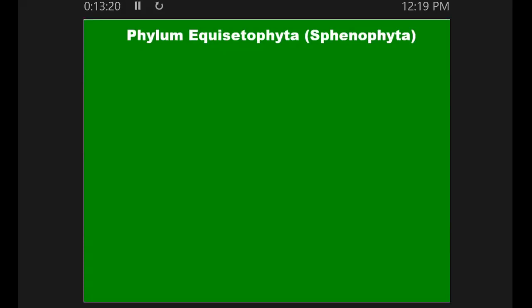So the next phylum is Equisetophyta. Other resources may call it Sphenophyta. I don't like that term. I like the equi because that makes me think about horses. Common name is horsetail. So horsetail, an old-fashioned term that sometimes people will use is scouring rushes. I have a hard time saying that. Scouring rushes. And so that's because their stem is very abrasive.